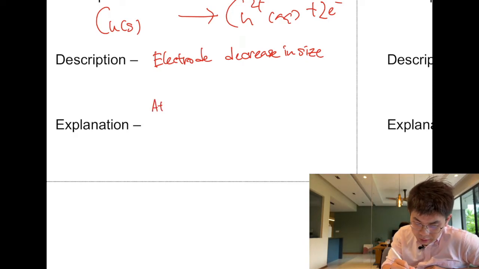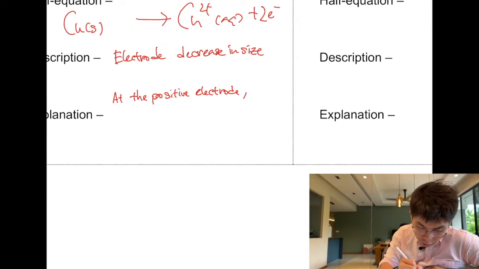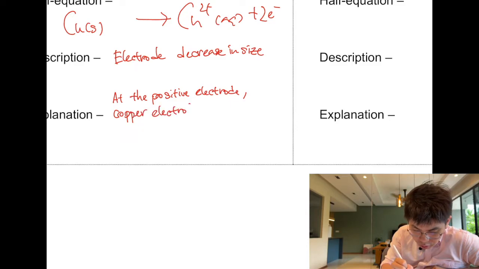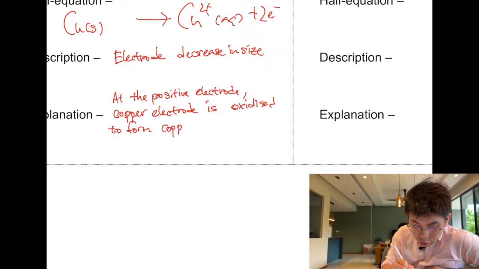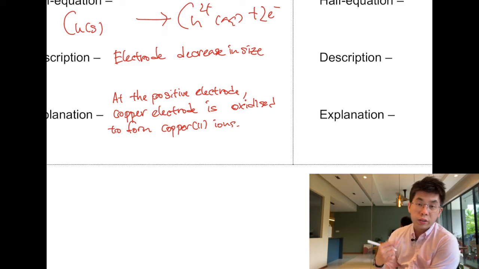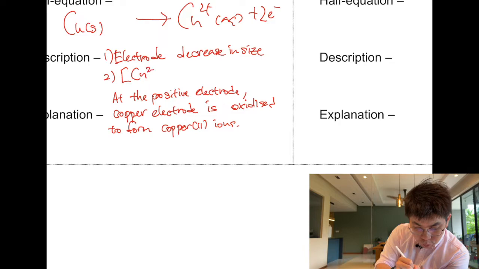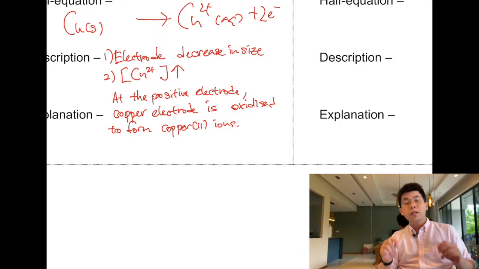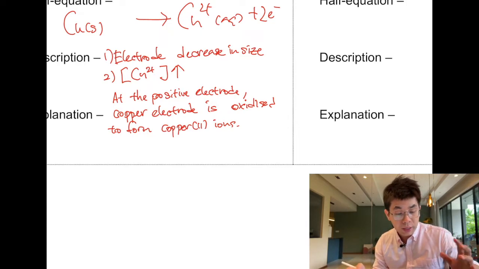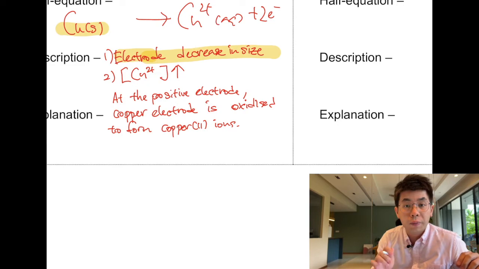So remember location: at the positive electrode, what is the reactant now? The reactant is copper. So the copper electrode is oxidized to form Cu2+ ions, right? So the copper electrode decreases in size, and on this side the concentration of Cu2+ ions increases. However, we cannot say anything about color yet because I want to show you what's going to happen on the other side. So remember, over here the electrode decreases in size because the copper is becoming copper ions. Okay, let's look at the other side.